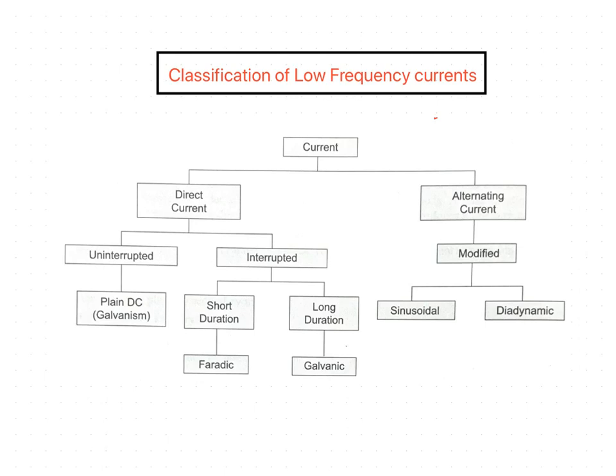Normally this current is divided into direct current and alternating current, based upon the direction. So what is happening in the direct current? This is a continuous unidirectional flow of charged particles with a duration of at least 1 second. And in the case of alternating current, this is an uninterrupted bidirectional flow.